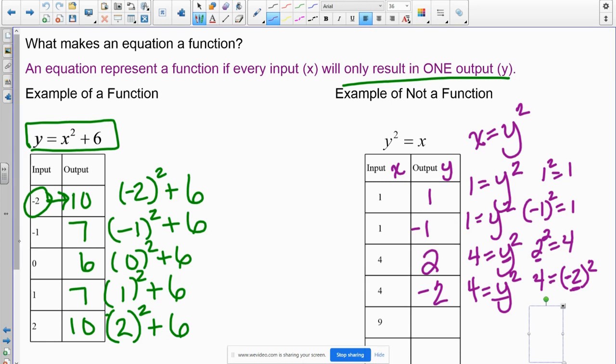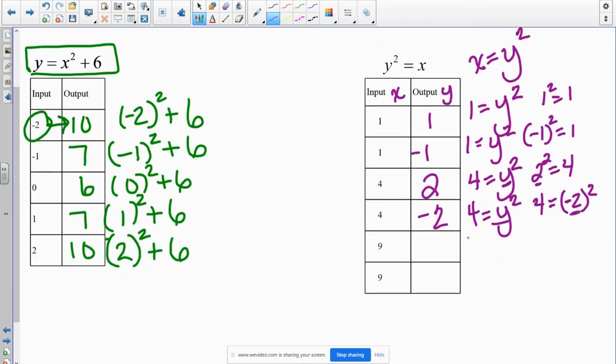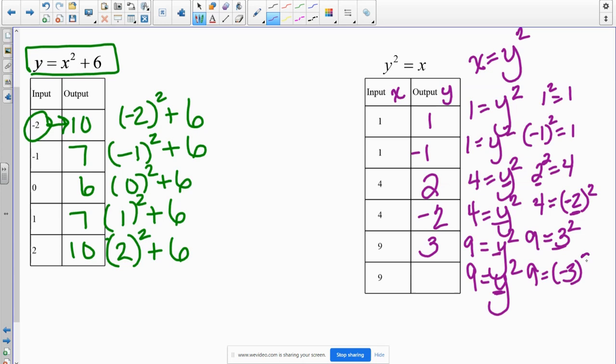Okay, if we plug in 9, so 9 equals y squared. So what do we square that gives us 9? So 9 is the same thing as 3 squared. So my output would be 3, because this is my y values. Or 9 equals y squared, so what could y be? Well, y could be negative 3, and if we square it, it equals 9.